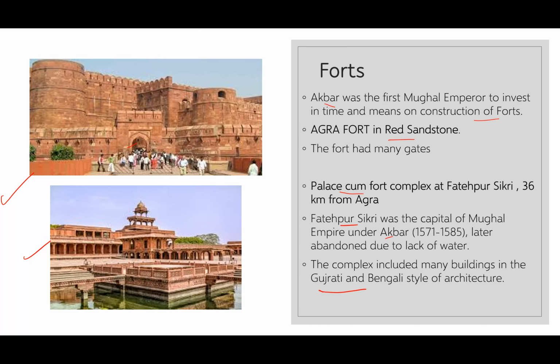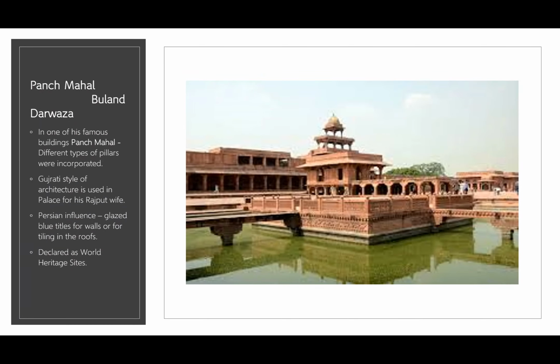So, obviously, the first thing we are talking about is the fort, and the first one to construct the forts was Akbar, and the most important is the Agra fort in red sandstone. The fort had many gates. The other thing is he also made the palace cum fort complex at Fatehpur Sikri. Fatehpur Sikri is 36 kilometers from Agra. It was the capital of the Mughal Empire under Akbar, later abandoned due to lack of water.